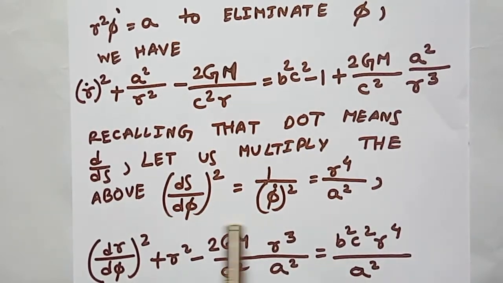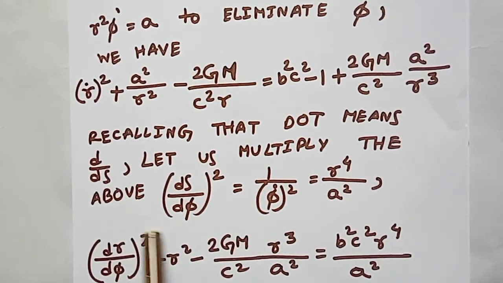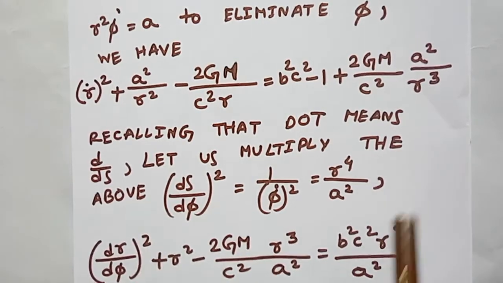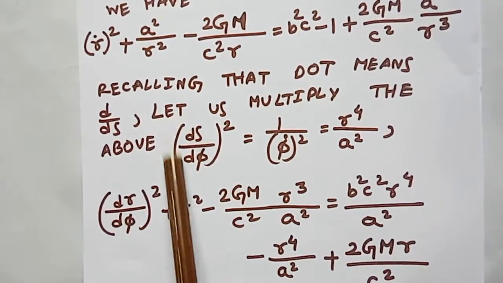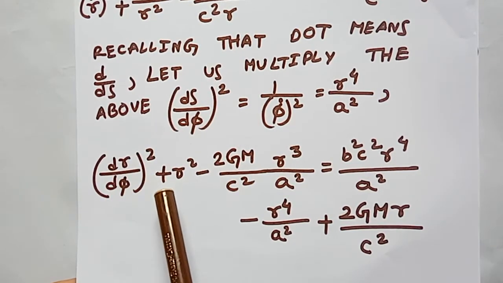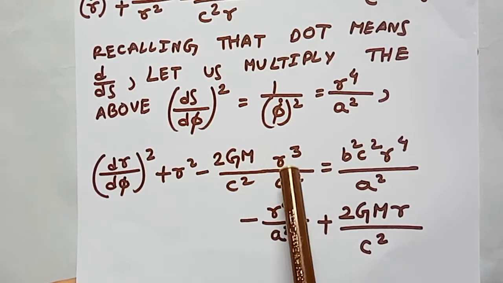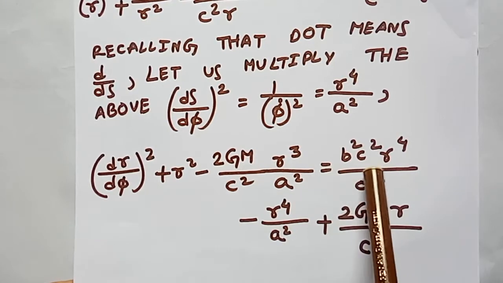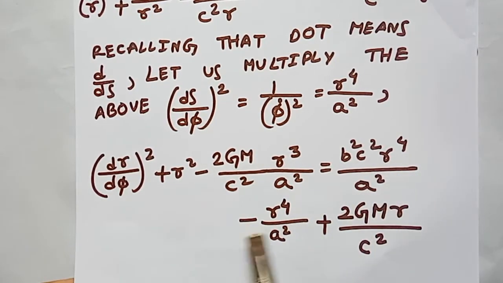This term we see as before, like the Newtonian central field equation. Now (dr/d phi) squared plus r squared minus 2GM over c squared r cubed a squared equals b squared c squared r to the power 4 over a squared minus r to the power 4 over a squared plus 2GM r over c squared.